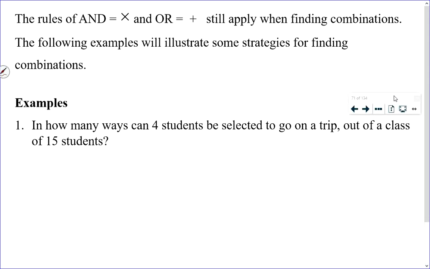So examples. In how many ways can 4 students be selected to go on a trip out of 15 students? Well, that's a real puzzler if you don't know anything about combinations and permutations and Math 30. You're trying to figure that out? Don't. It's 15 choose 4. That's it. That's the answer to the question. And you can either write the answer this way, or you can write the answer this way.